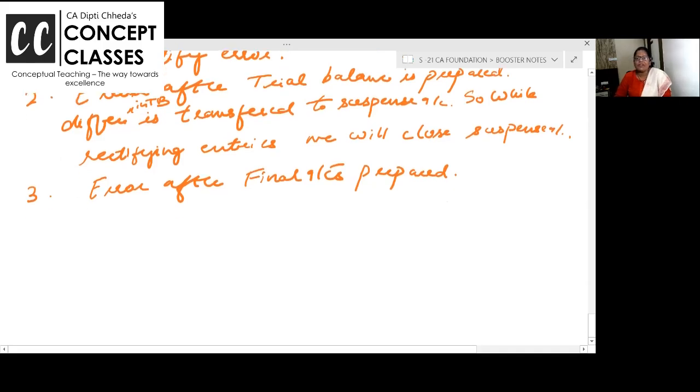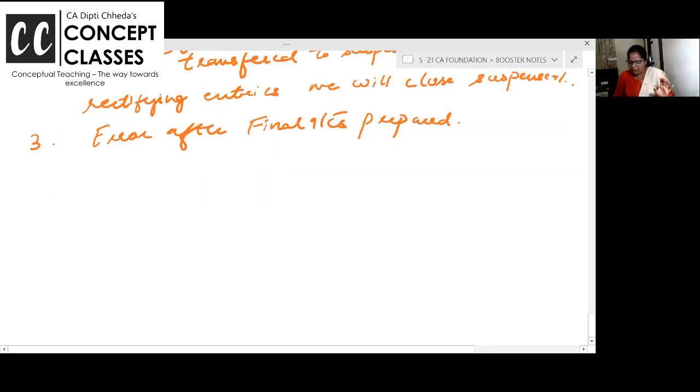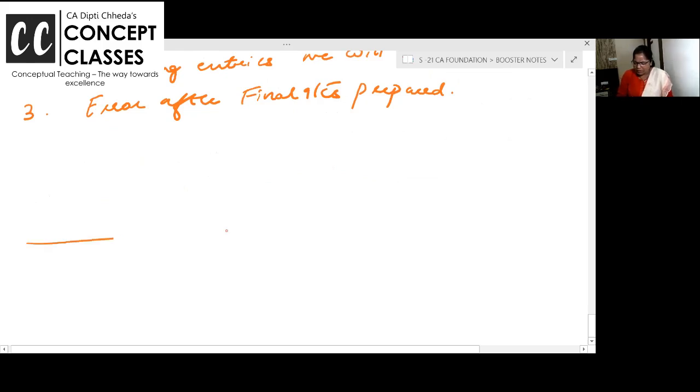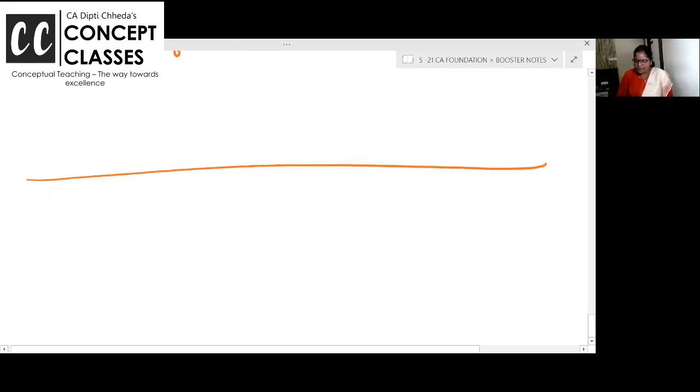This is in-depth learning. Rectification can be taught in 2 classes or 10 classes, seriously. But it is very important that you read in a bit more detail. Error after final accounts. Leave 4 lines. We will use P&L, suspense and all. I don't want to make you write now because you will not understand. So leave 4 lines. Next.